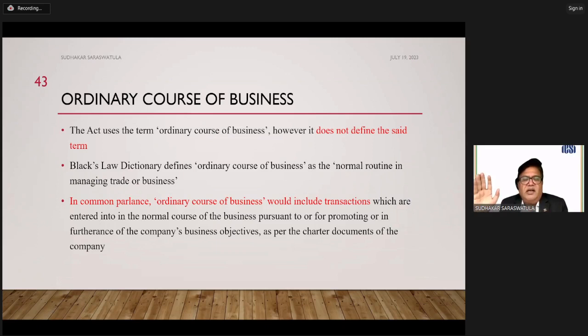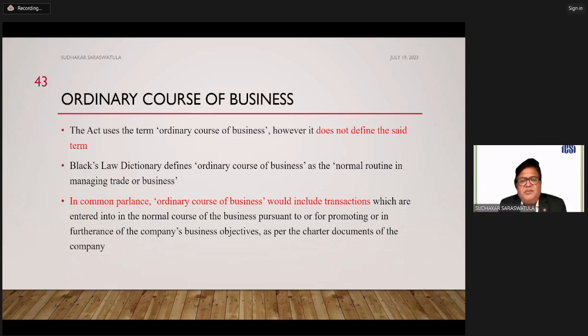Thank God, as I have said several times, that the ministry hasn't been tempted to define the ordinary course of business, because you can determine what is ordinary course of business for you. The moment somebody else defines that, then you have to play within the four walls only. That would have restricted you from getting this exemption. But as I was telling, good sense prevailed, that the ministry has not defined the ordinary course of business and left it to the companies. So it is a great responsibility on the company secretaries to determine what is ordinary course of business.